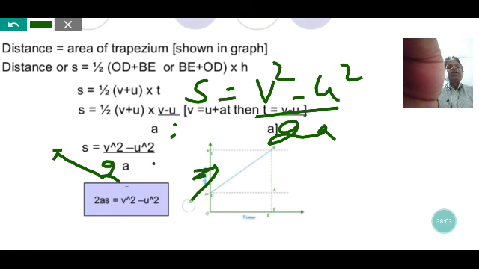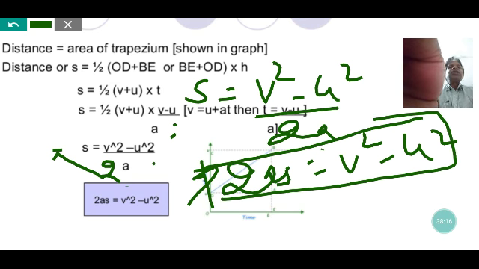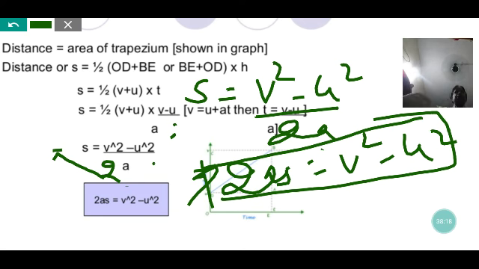If you multiply by twice A on both sides, we get twice AS is equal to V square minus U square. That is the third equation of motion. And we have also calculated the third equation of motion by the velocity time graph.